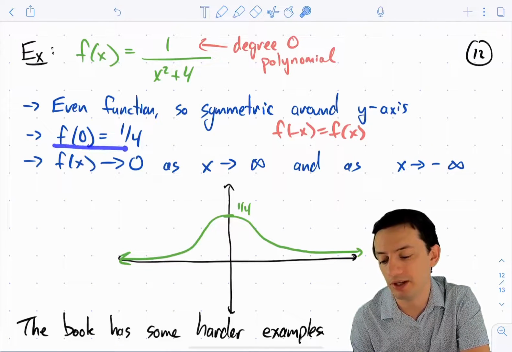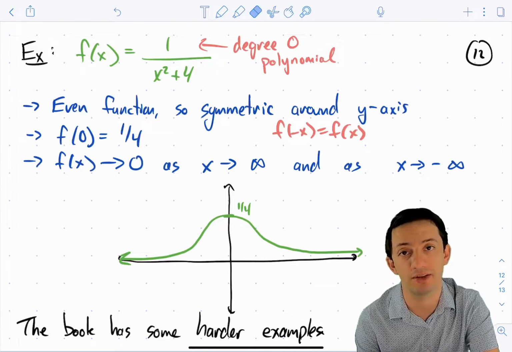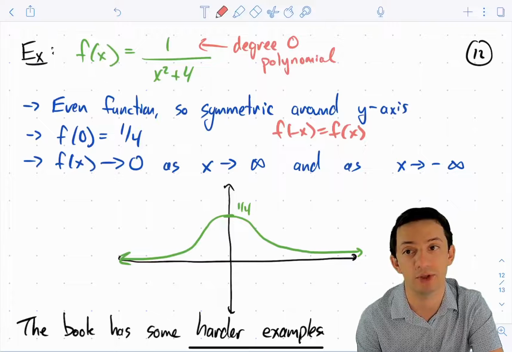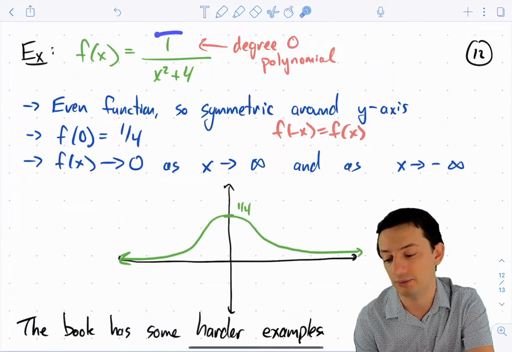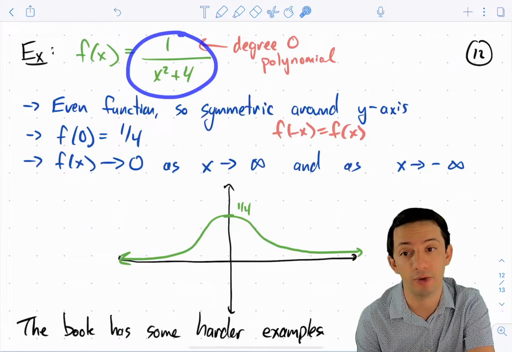I also can plug in f of 0 and see what I get. That's always a good thing to do, is plug in some numbers and check the values. And especially plugging in 0 usually gives you some good information. So if I plug in 0, I get 1 over 0 plus 4. That's 1/4.